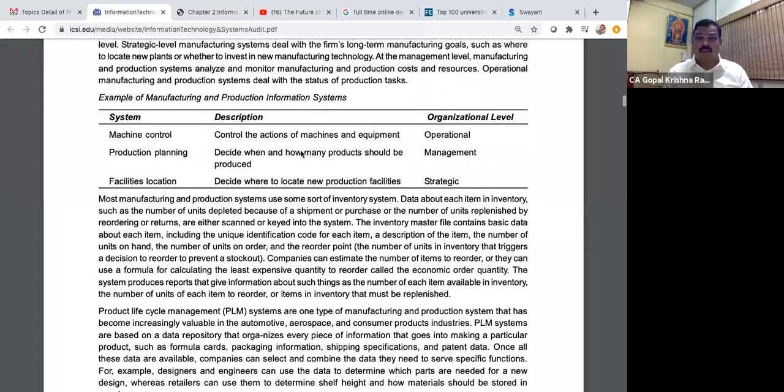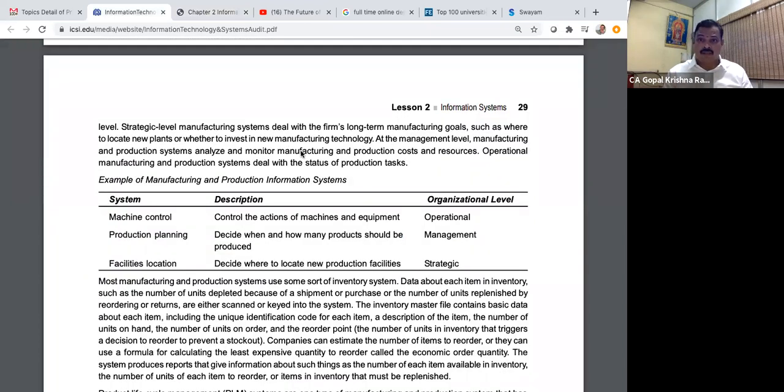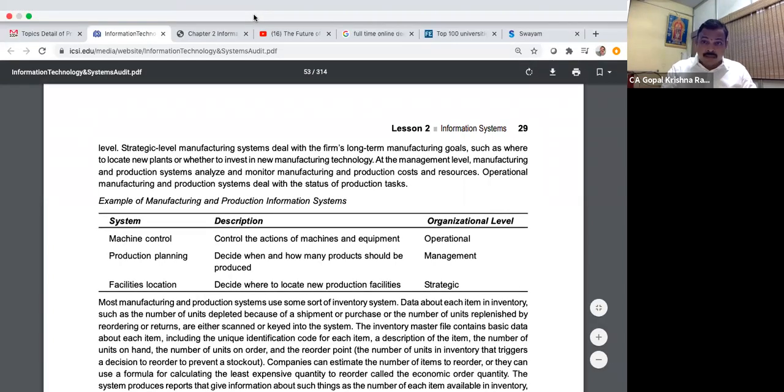Your family consists of what? Father, mother, yourself, maybe your brother and sister. This is called a family. Family is a closed system. Now, what is an open system? Your friendship. This is an open system.